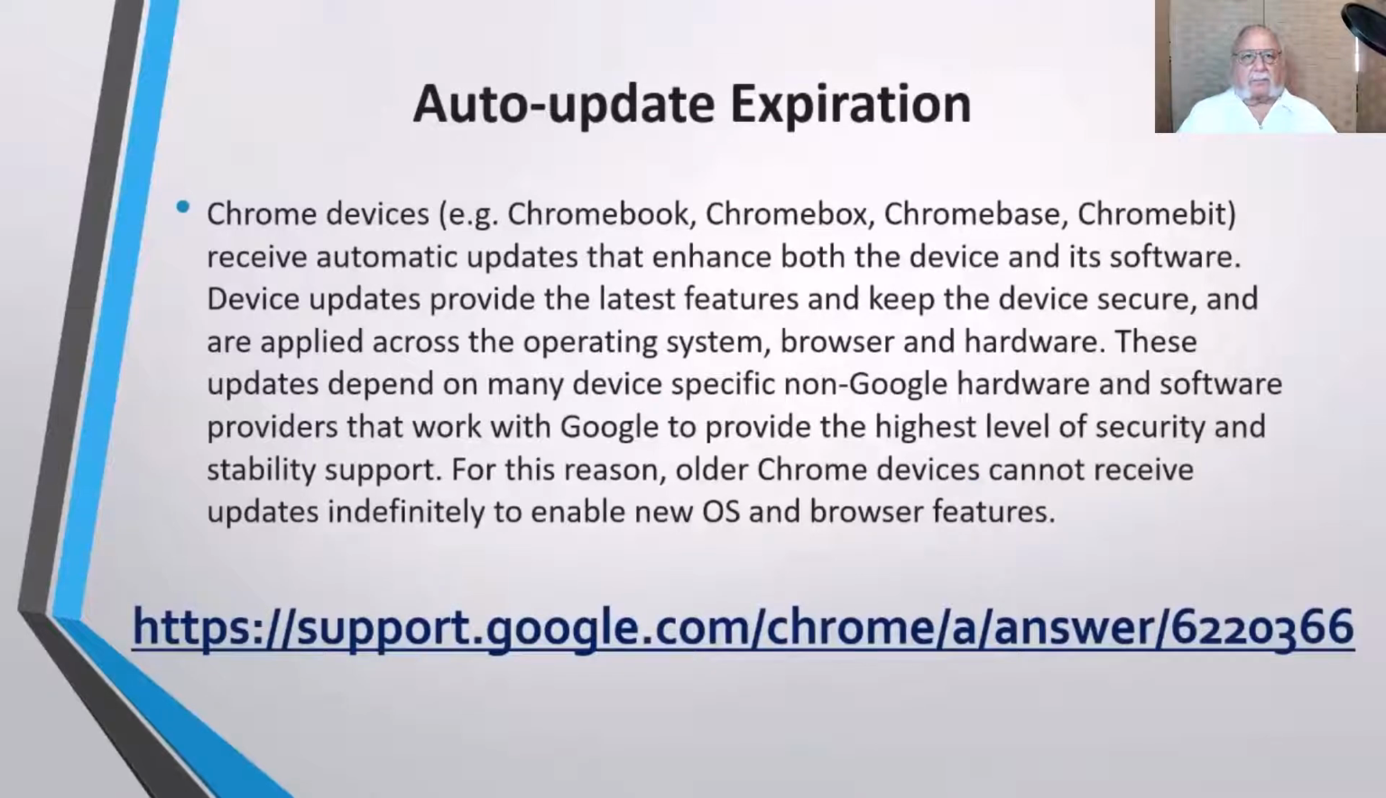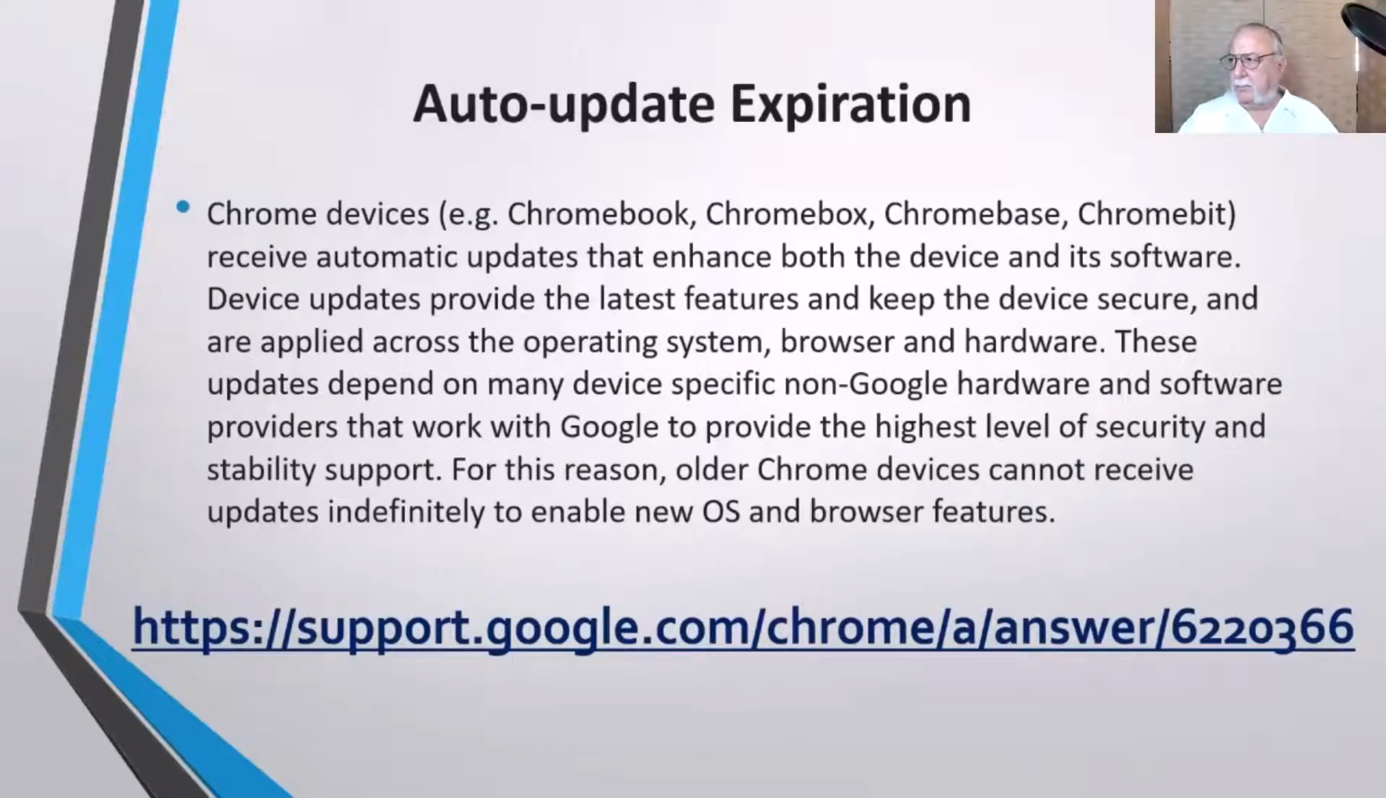Auto update expiration. Chrome devices like Chromebook, Chromebox, Chromebase, Chromebit receive automatic updates that enhance both the device and its software. Device updates provide the latest features and keep the device secure and are applied across the operating system, browser, and hardware. These updates depend on many device-specific non-Google hardware and software providers that work with Google to provide the highest level of security and stability support. For this reason, older Chrome devices cannot receive updates indefinitely to enable new OS and browser features.